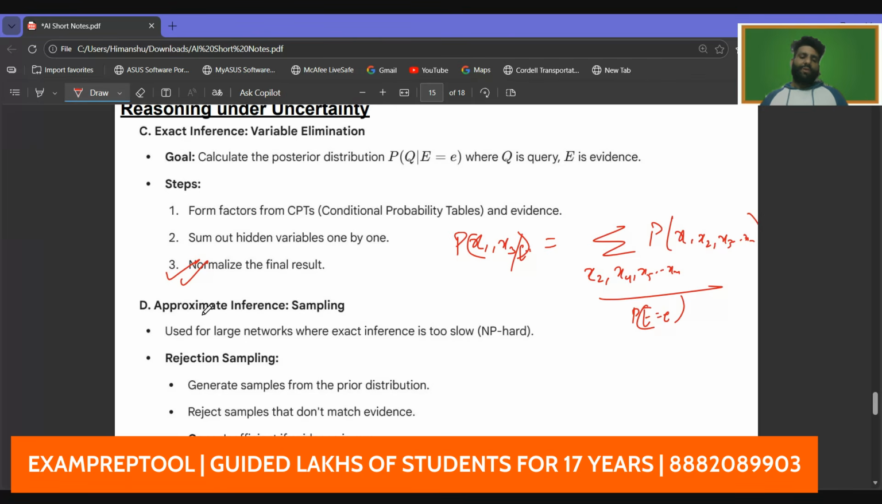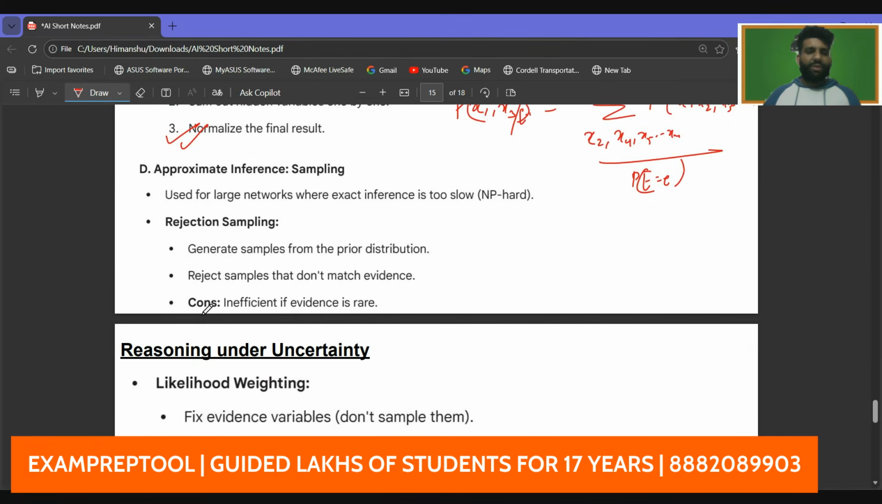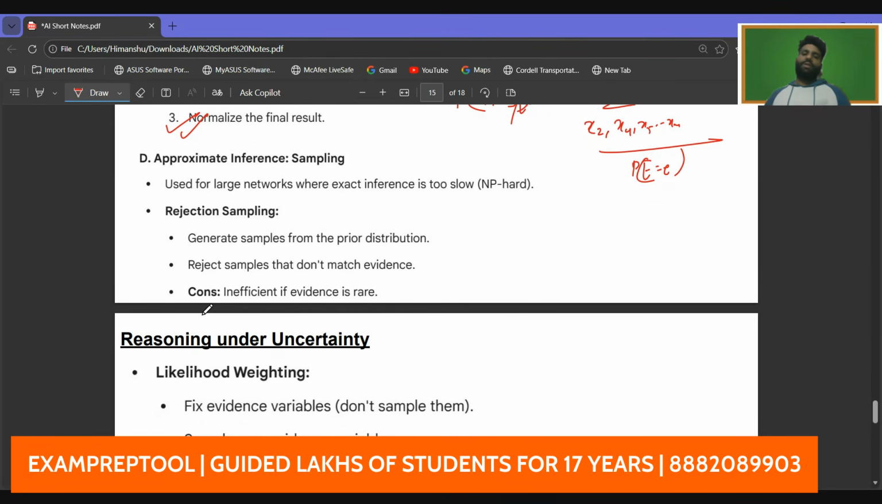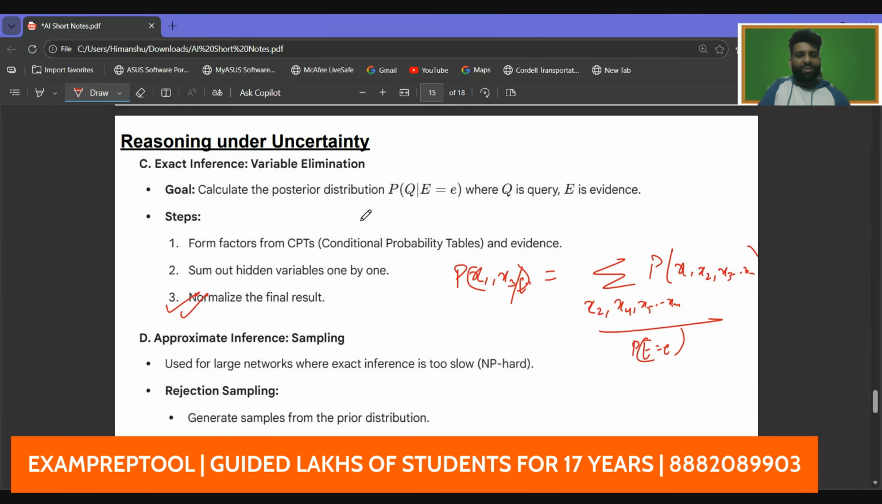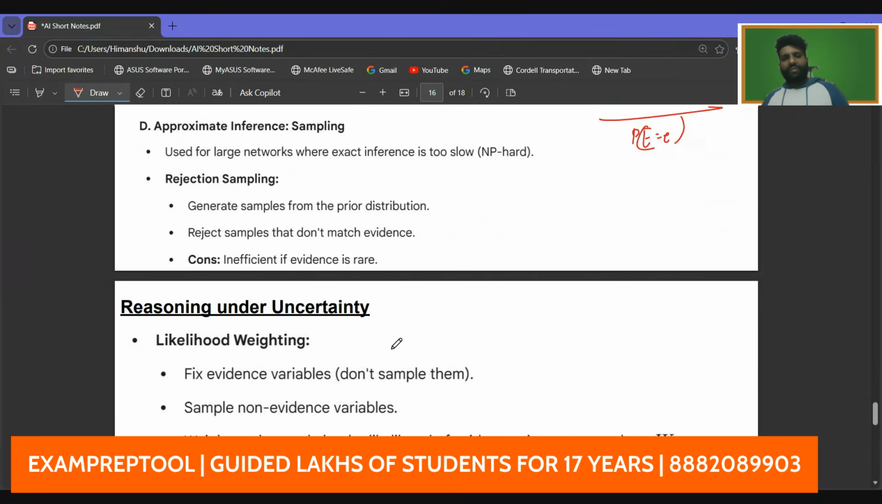Okay, so the different methods are rejection sampling, likelihood weighting, and Gibbs sampling. These are the three methods which come in the syllabus. In rejection sampling, we generate samples from the prior distribution, and the samples which do not correspond to the evidence, we reject them. The problem is it is inefficient if the evidence itself is very rare, because ultimately we will not be able to find the evidence probability in that case. So that's the idea for rejection sampling.